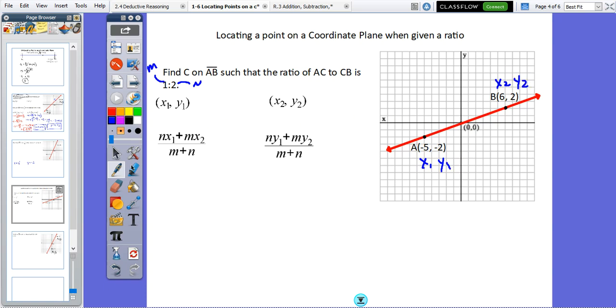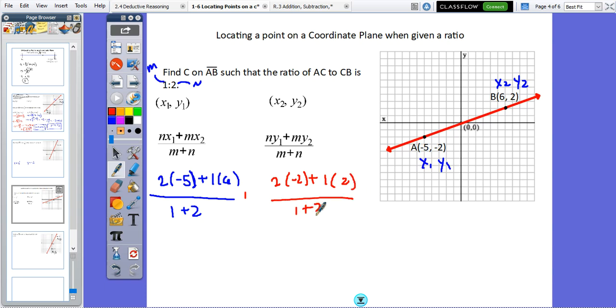As we put this in the equation, we'll have our n value, which is 2. This is where a lot of confusion happens because we use the second one first, but just write this down, keep it with you. It really helps to have it. So we have 2 times our -5 plus our 1 times our x2, which is 6 in this problem, all over 1 plus 2, our m plus our n. And then I'm going to go ahead and write the y1 so you can see that as well. Our y1 will be 2 times a -2 plus 1 times a 2 all over 1 plus 2 as well.